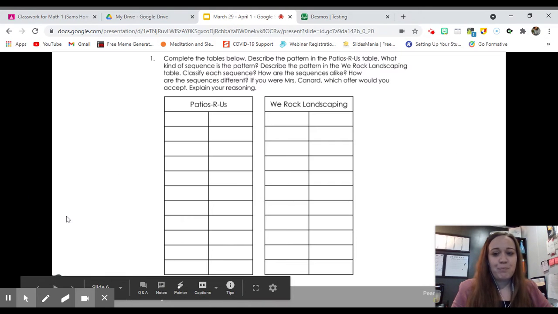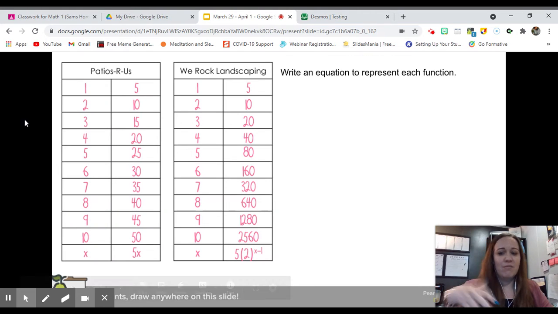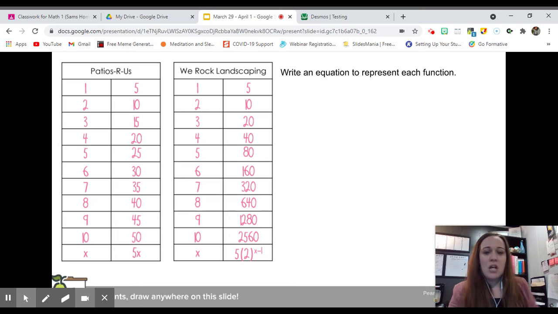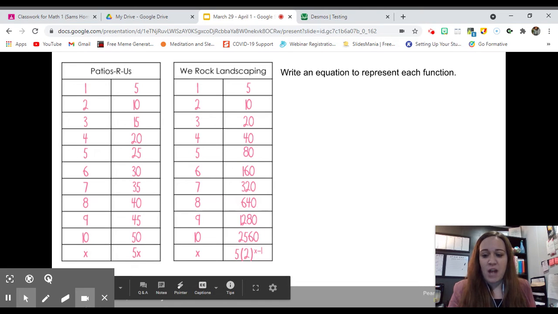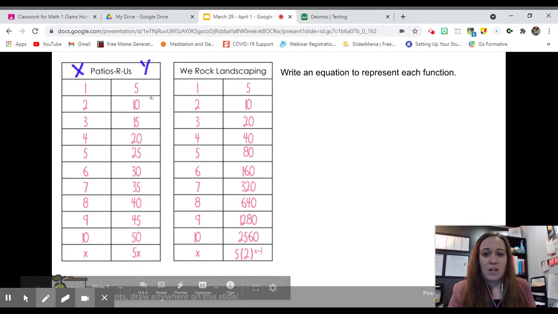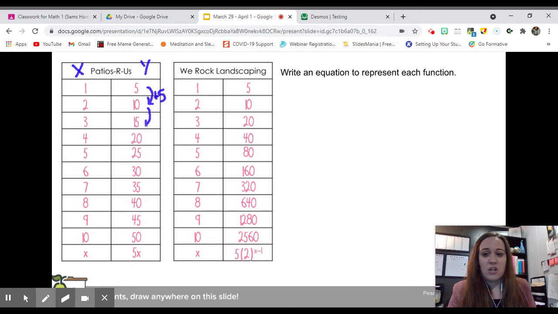Moving on to the very next slide, we have Patios R Us and We Rock Landscaping. What we figured out was the relationship between my y values. If this was the x value and this was the y value, the relationship here was that we were adding 5 each and every time. So this one had a linear relationship. It was increasing by 5.